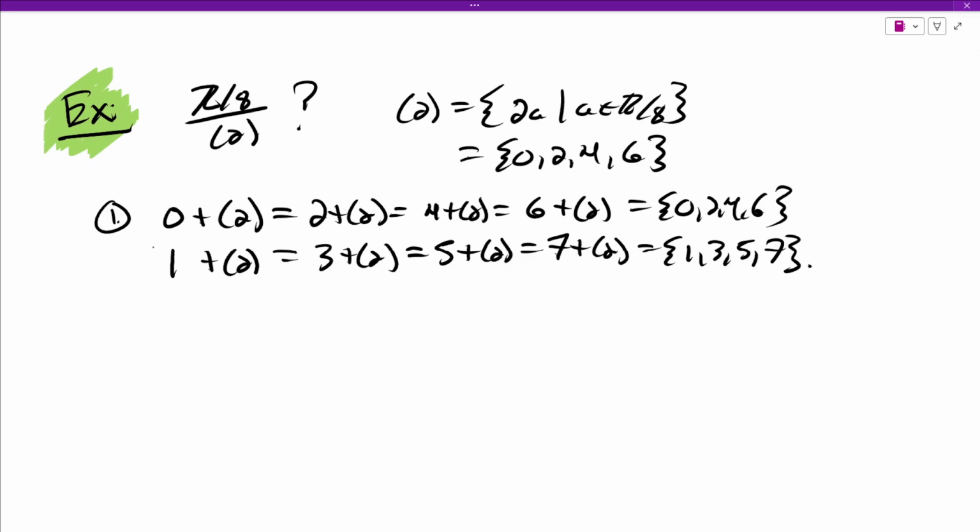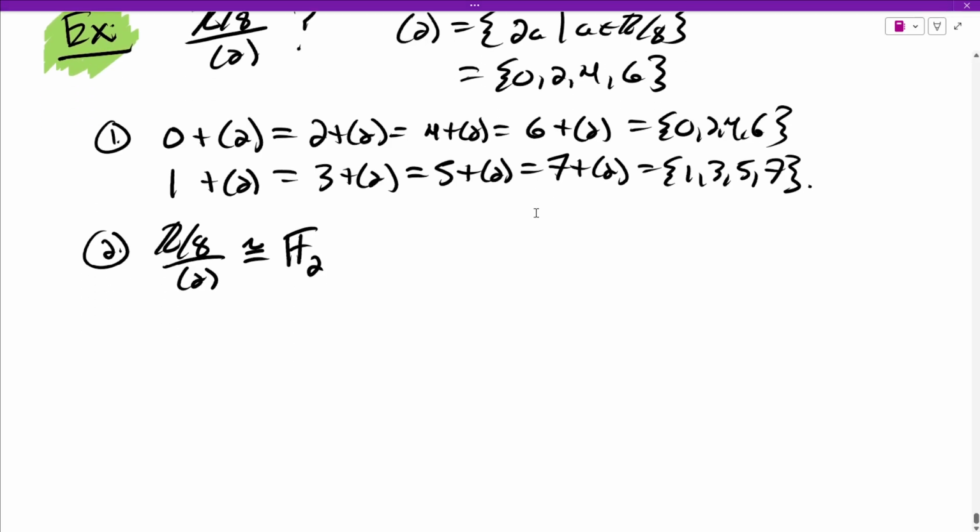So it seems to indicate that we've exhausted all the cosets, right? Because we only go from 0 to 7 as our representatives. It seems to indicate there's only two elements, 0 and 1. And in particular, this should tell us that Z mod 8 mod 2 is the same as the ring that only has 0 and 1, where the arithmetic is kind of like normal. So we should get F2 out of it.